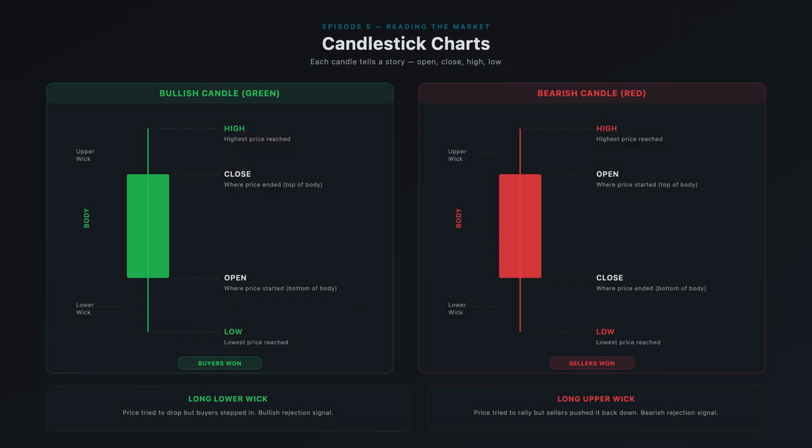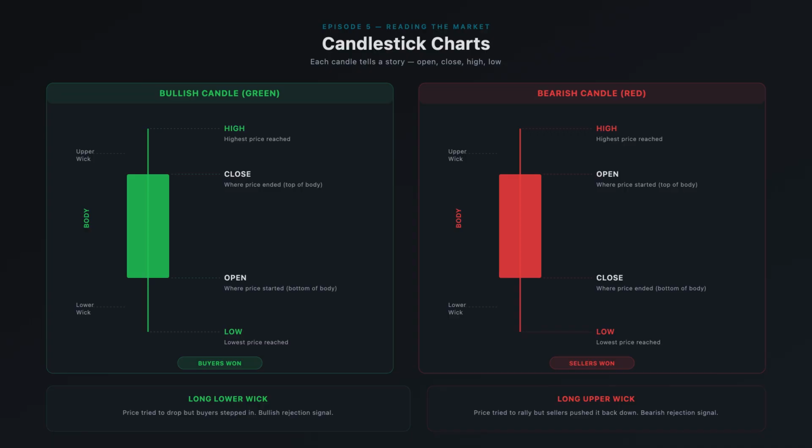The most common chart type in futures trading is the candlestick chart. If you've ever opened TradingView or Thinkorswim, you've seen these. Each candle represents one time period. That could be 1 minute, 1 hour, or 1 day depending on your chart settings. Every candle tells you 4 things. The open, where price started. The close, where price ended. The high, the highest price reached during that period. And the low, the lowest price reached.